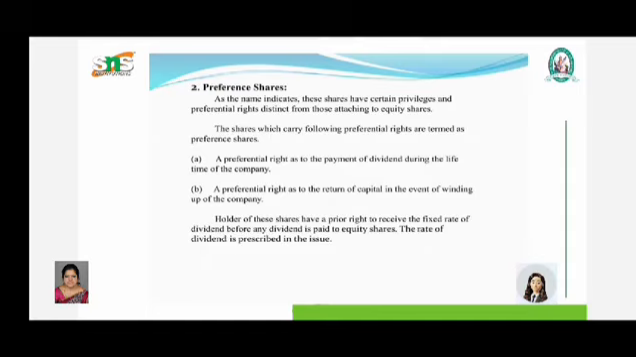Then we see retained earnings. The company may not distribute the whole of its profit among its shareholders. It may retain a part of the profit and utilize it as capital for further long-term activities.